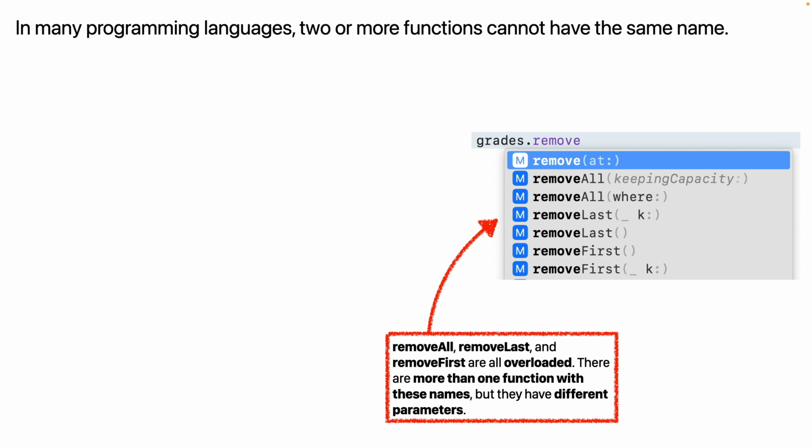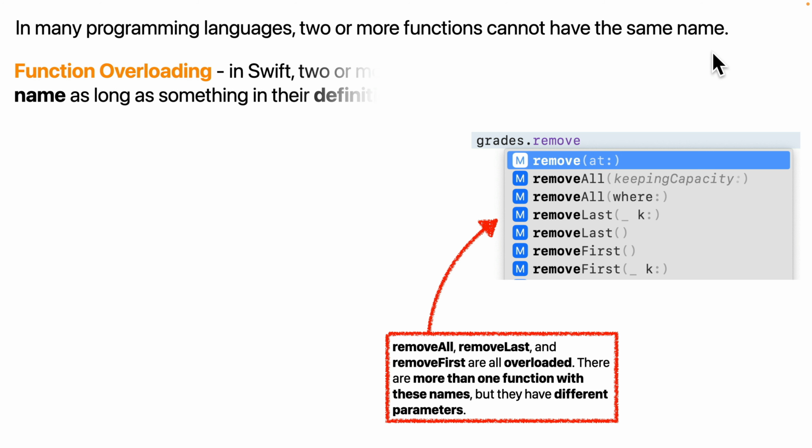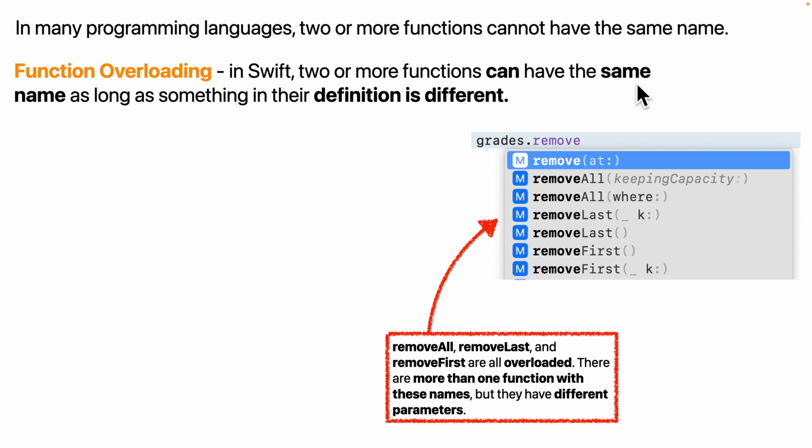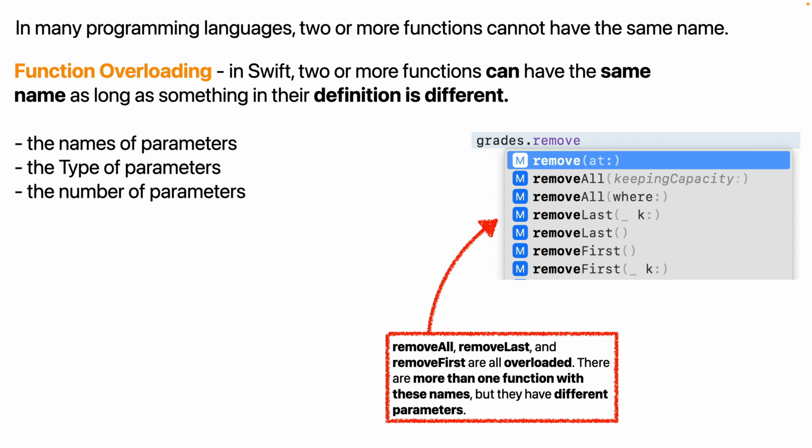So here's the concept. In many computer languages, you can't have two functions with the same name. If you try that, you'll get an error. But in Swift, two or more functions can have the same name as long as their parameters differ: the names of parameters, the types of parameters, the numbers of parameters, or the use of return values or not, or even different types that are returned in the return values.